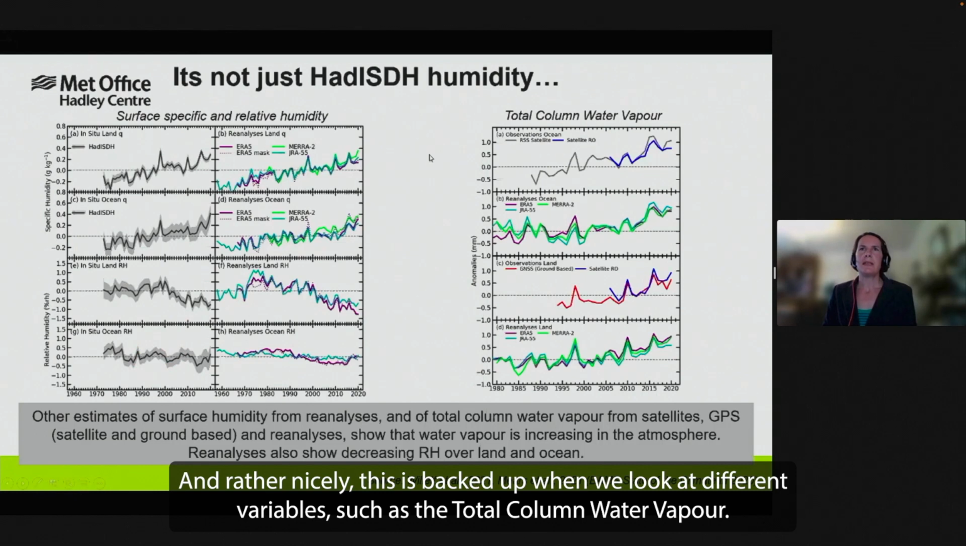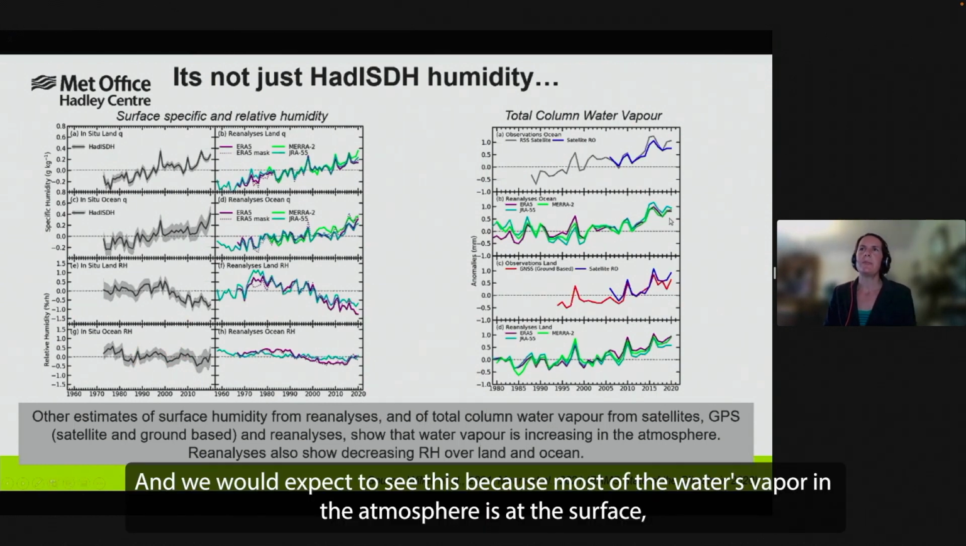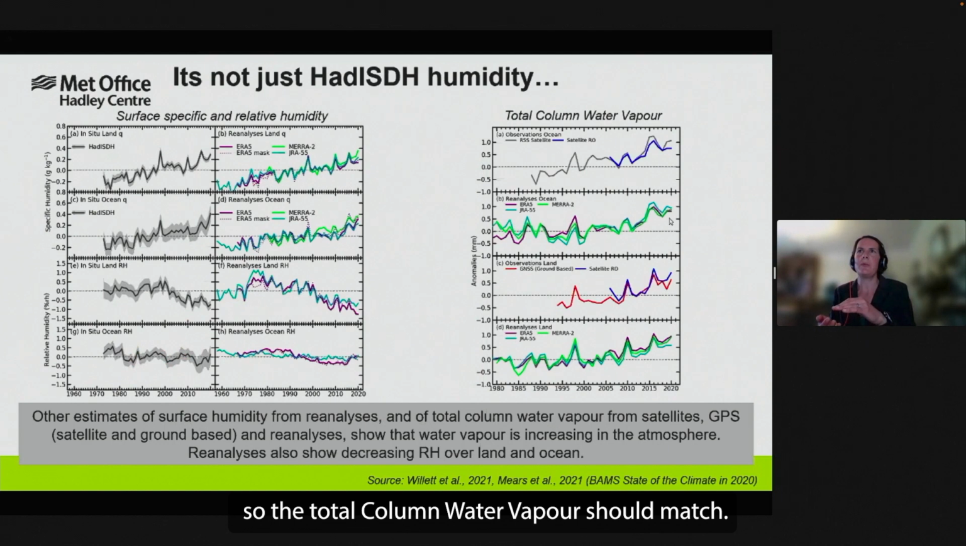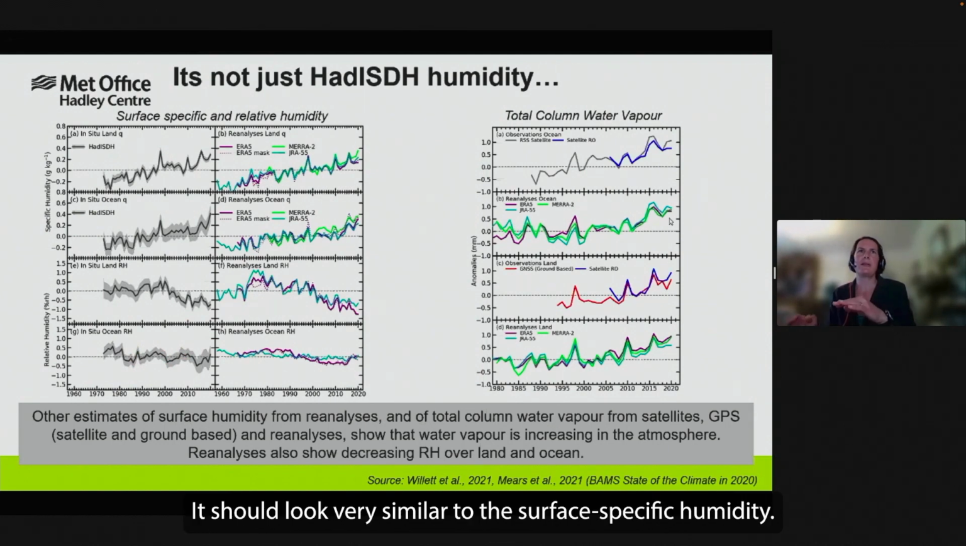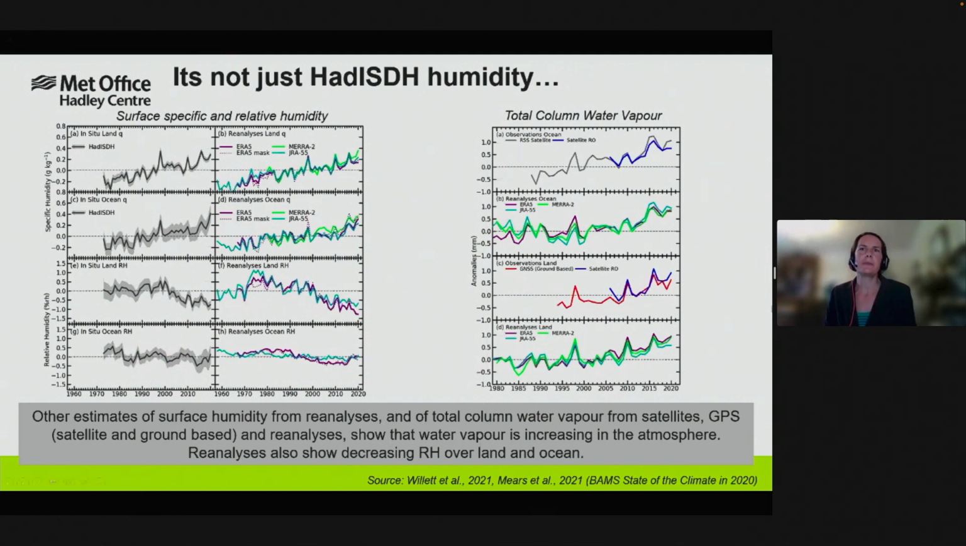And rather nicely, this is backed up when we look at different variables such as the total column water vapor. So we see similar wiggles and a similar long-term trend. And we would expect to see this because most of the water vapor in the atmosphere is at the surface. So the total column water vapor should look very similar to the surface specific humidity. So that's more confidence in what we're seeing in HadISDH.